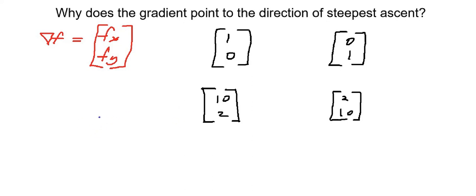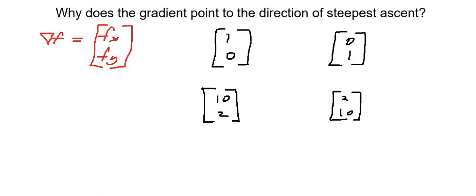Why does the gradient point in the direction of steepest ascent? So the gradient is just a vector made up of the partial with respect to x and the partial with respect to y. So we're comparing two slopes here from different points on maybe a three-dimensional surface or whatever. But let's look at it from an intuitive perspective to start with.